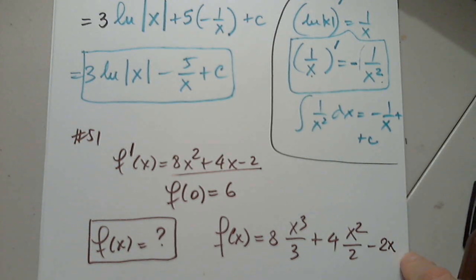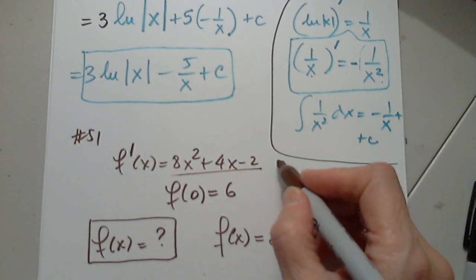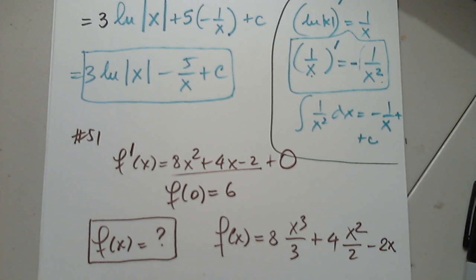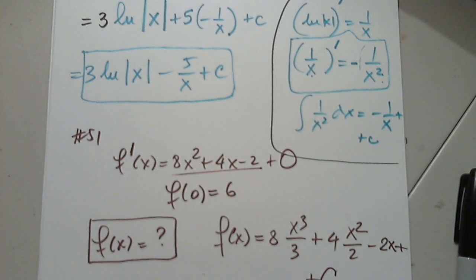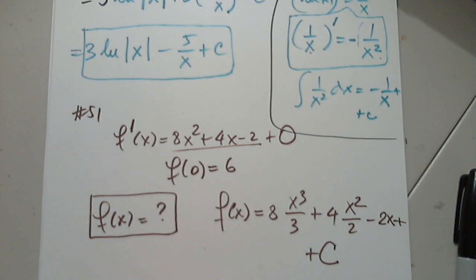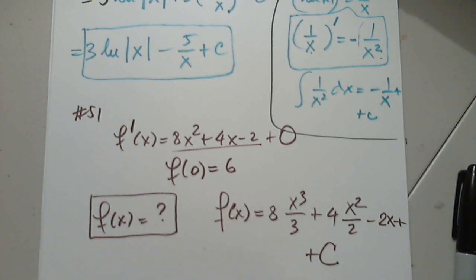Plus, I differentiate something to get 0. What do I differentiate and always get 0? A constant. Exactly, a constant. Awesome. I will try to clean it up a little bit. So f of x equals 8/3 x cubed, plus 2x squared, minus 2x plus a constant c.